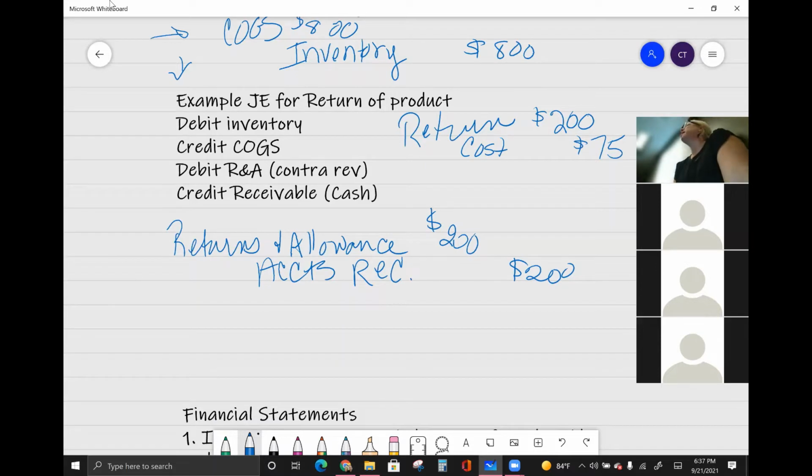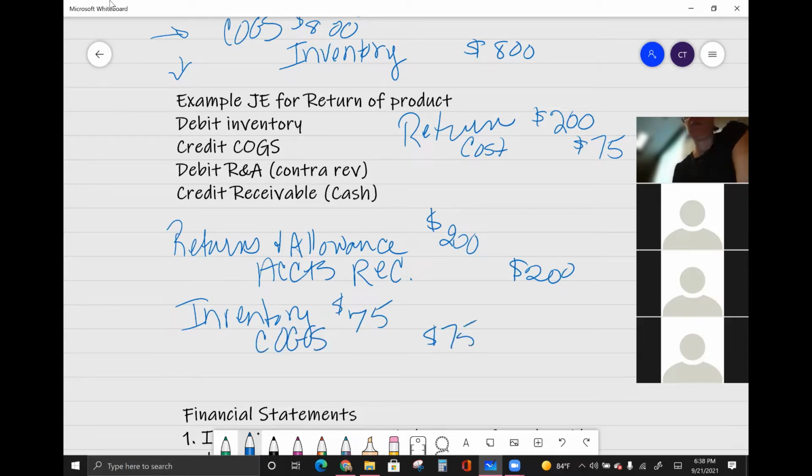Okay, the other side of that is the cost of my inventory. I'm bringing inventory back. I'm adding to my inventory stock, so I'm increasing my inventory. I have to debit inventory for $75, and I'm going to credit cost of goods sold $75. So I'm reducing my cost as well, because initially I said my cost was $800, but I've taken some product back. So it's $75 less because I just took that back.